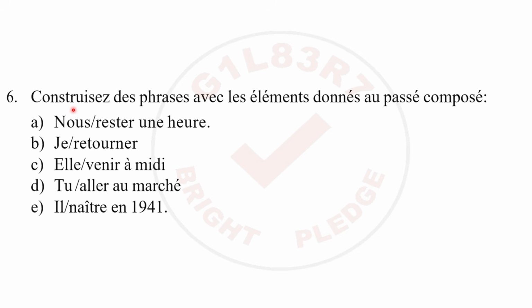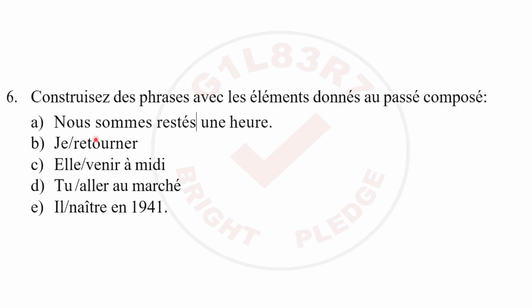So the next exercise, they want you to construct sentences again with the given details, the passé composé. And let's look at the answers here. So for this exercise, we can see that everything is going to be être as the auxiliary verb. All right. So let's look at the answers. So here it says nous rester. So rester meaning to stay. So I'm going to say we stayed. Okay, we stayed for an hour.